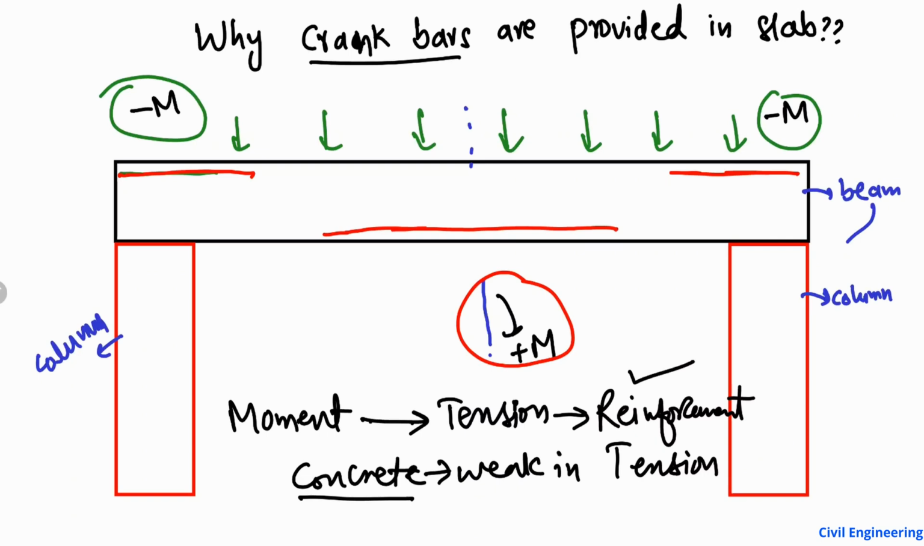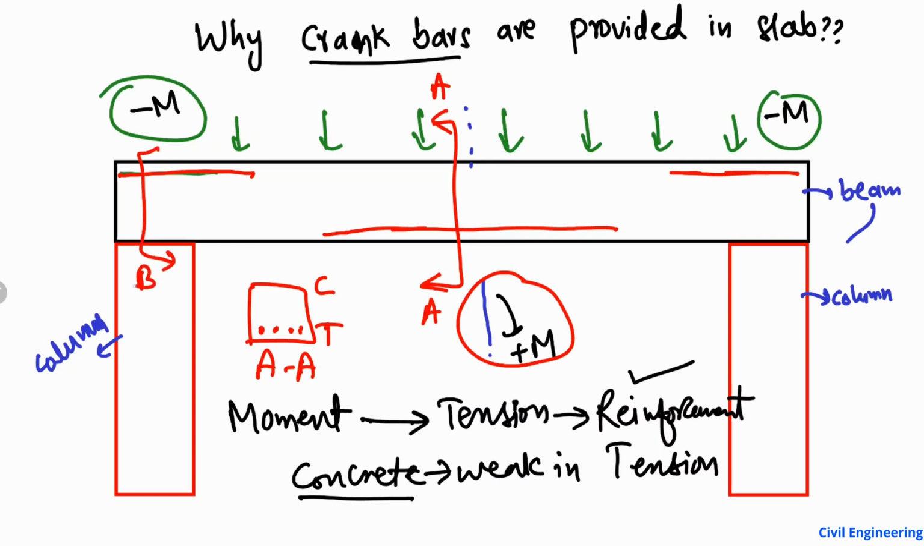So if I draw the cross section at this portion, for example at this point AA, it will look like this, and we will have compression at the top and tension at the bottom. So for tension we provide the reinforcement. This is AA. But now if I look at this section BB, the BB will look this way. Let me draw it here.